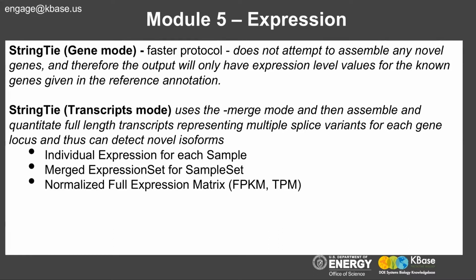For transcript mode, it uses the merge mode, and then it assembles and quantitates full-length transcripts that represent multiple splice variants for each gene locus, and thus it can detect novel isoforms. And again, similar to HISAT2, for each individual sample or read object, it will provide an expression object, and it will also merge the expression objects into a merged expression set as an output. It will also provide a normalized full expression matrix in two units, FPKM and TPM. Again, I'm just giving you an overview. Vivek is going to walk you through all those steps.